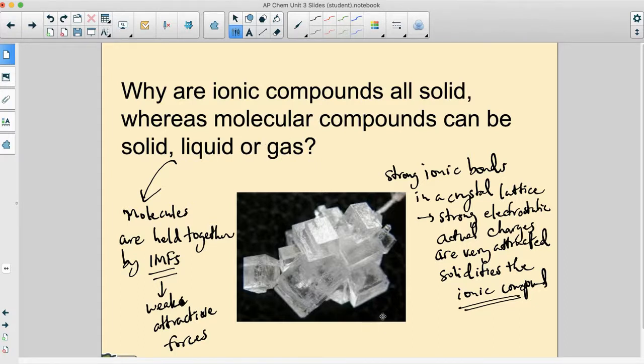Gas, they're completely separated. But this is the reason why molecular compounds can be all three. It depends on the strength of their IMFs, whereas ionic bonds are going to always cause an ionic compound to be a solid substance at room temperature, that is. Let me put that there, at room temp.